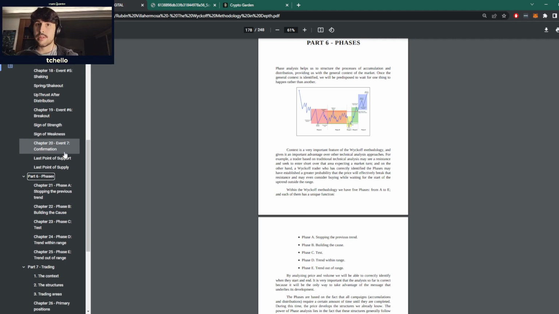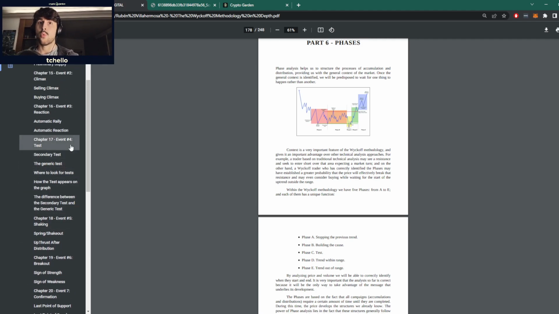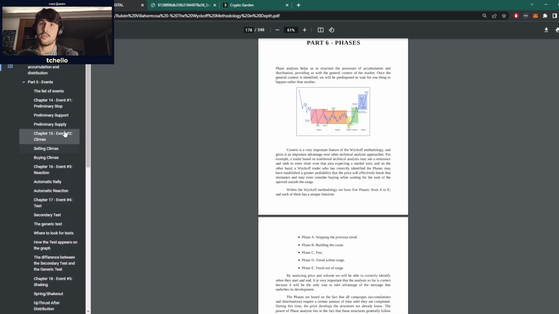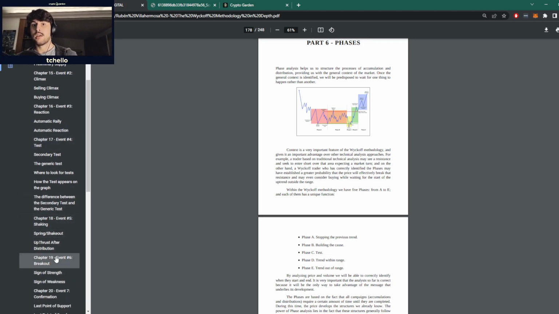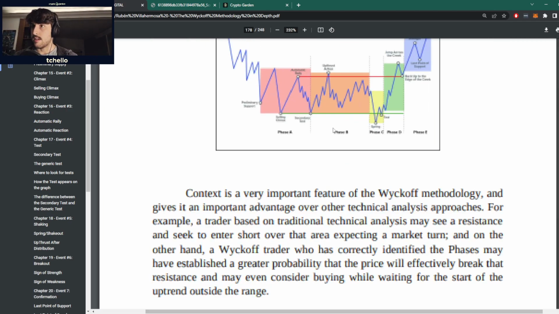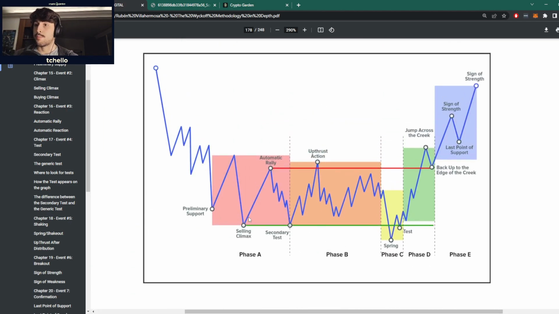So, previously, in the last few classes, we talked about the events in Wyckoff Theory. We talked about the preliminary stop, climax, reactions, tests, shaking out, breakout, and confirmation, okay? But all of these events appear in specific phases, with specific reasoning behind them in Wyckoff Theory, okay?